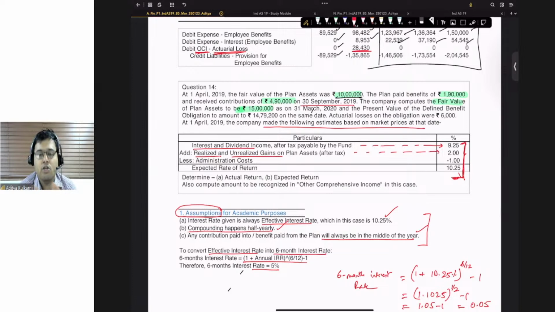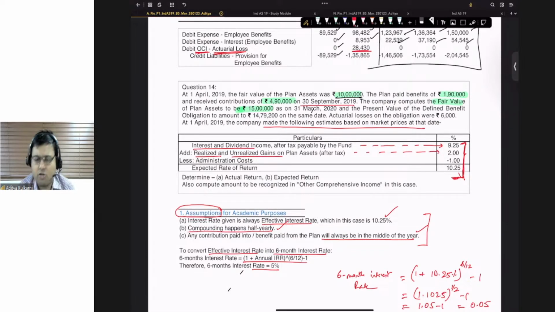So on a fund, you are having two types of returns. One is returns relating to interest and dividend, which you are realizing. The second is returns relating to capital appreciation. In this case, the interest and dividend returns amounted to 9.25. The realized and unrealized gains, that is basically your capital gains, amount to 2% of the fund value. However, to get this return, you will have some administrative cost of the fund. You will have a fund manager, people below him, certain brokerage and commission costs that will be incurred. You may have administrative costs to have a separate office for the fund.